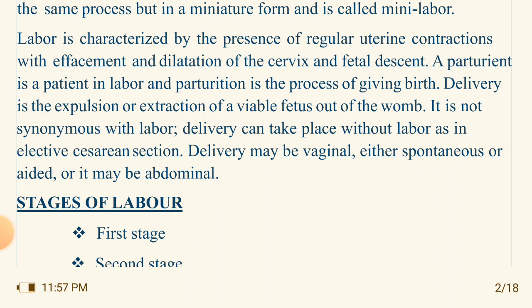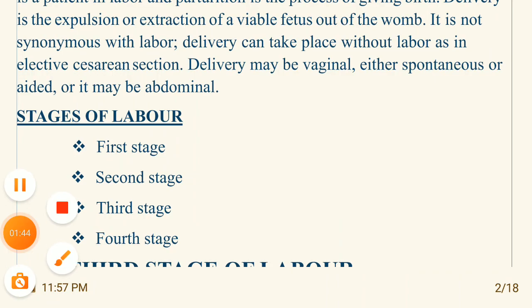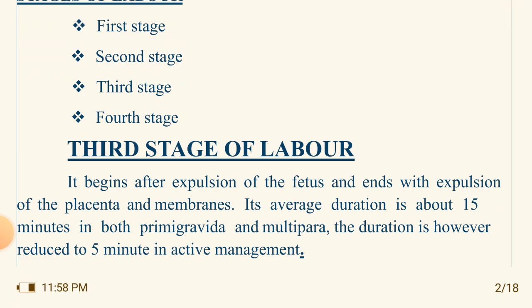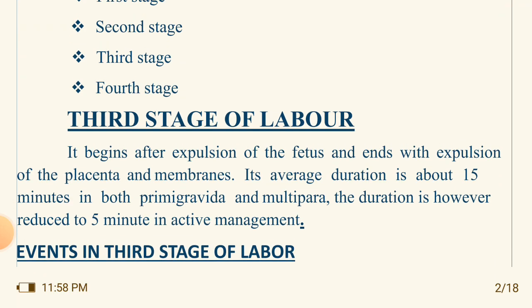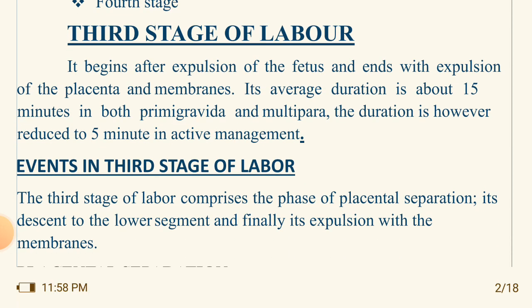Next we will move on to the stages of labor. There are 4 stages: first stage, second stage, third and fourth stage. I will deal in detail regarding the third stage. It begins after expulsion of the fetus and ends with expulsion of the placenta and membranes. Its average duration is about 15 minutes in both primipara and multipara, and the duration is however reduced to 5 minutes in active management. We will move on to the events.